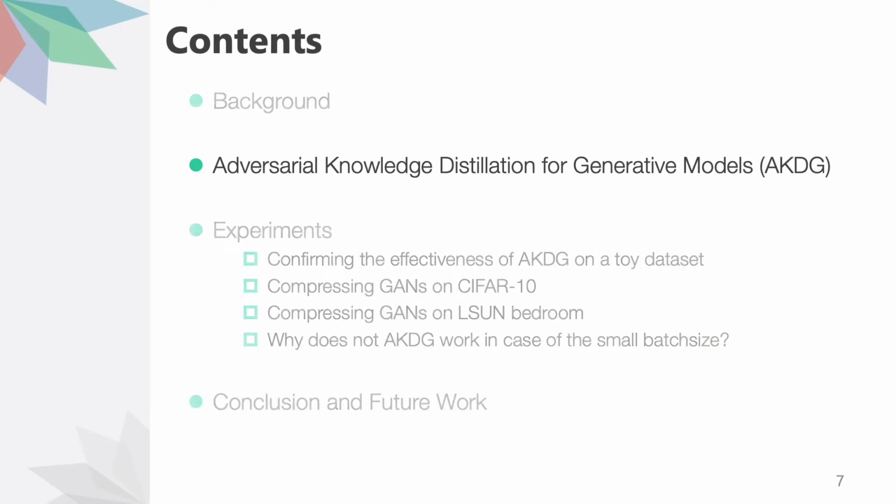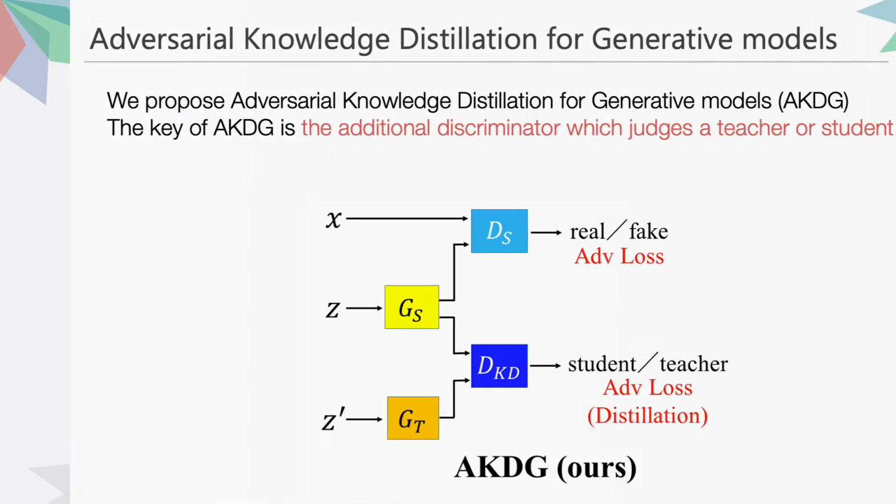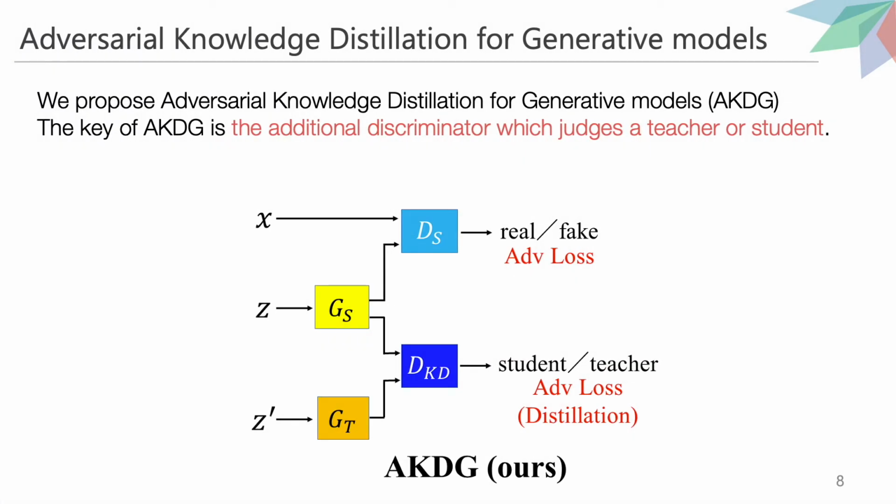Next, we talk about our proposed method, AKDG. We propose adversarial knowledge distillation for generative models, dubbed AKDG. The key concept is very simple but effective. The key of AKDG is the additional discriminator which judges whether an image is from the teacher or student. GS is the student generator. GT is the pre-trained teacher generator.